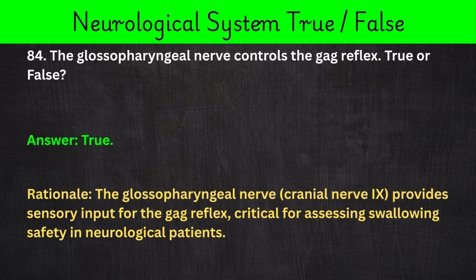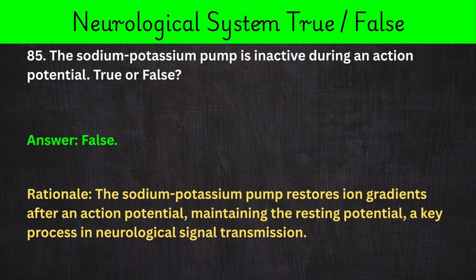Rationale: the glossopharyngeal nerve, cranial nerve 9, provides sensory input for the gag reflex, critical for assessing swallowing safety in neurological patients. 85. The sodium-potassium pump is inactive during an action potential. True or false? Answer: false.